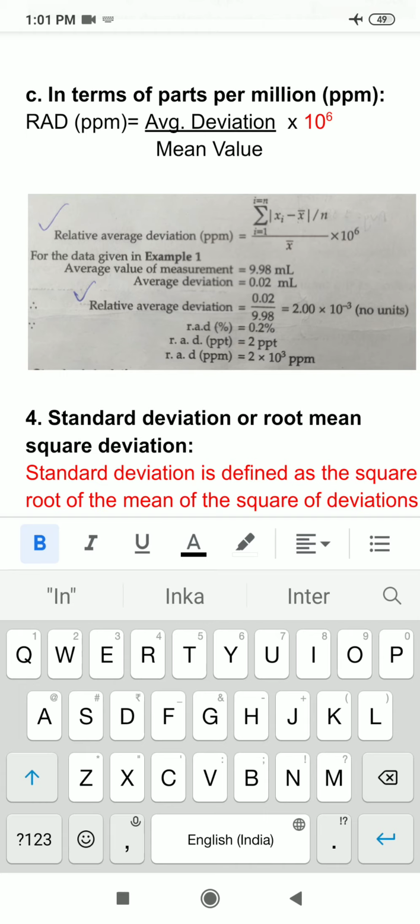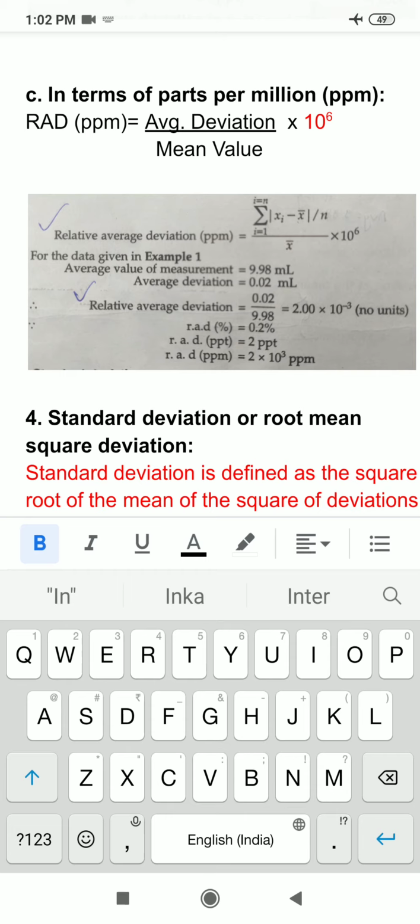Now if I wish to write relative average deviation in terms of parts per thousand, then I will multiply this relative average deviation, that is 2 into 10 to the power minus 3, by 1000. So 10 to the power minus 3 will cancel out with 1000, that is with plus 10 to the power 3. So we will be left only with 2 ppt. So relative average deviation in terms of parts per thousand will be equal to 2 ppt.